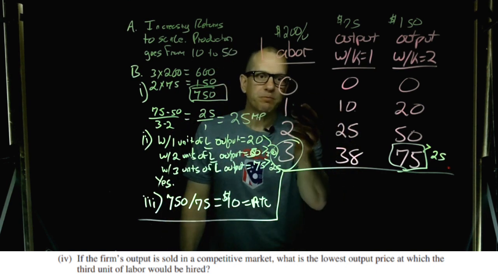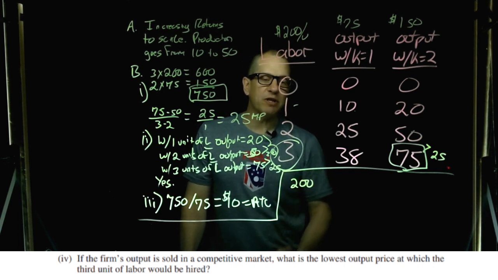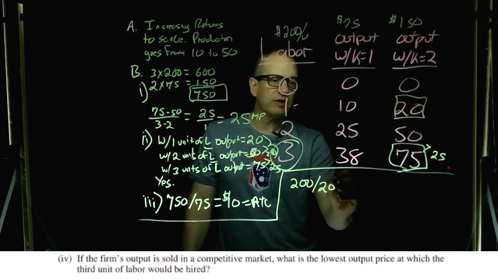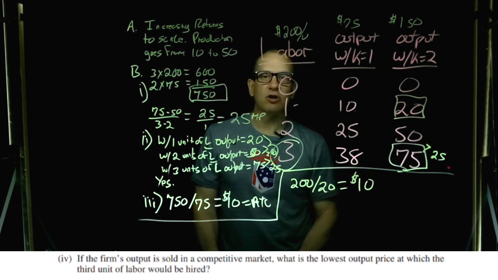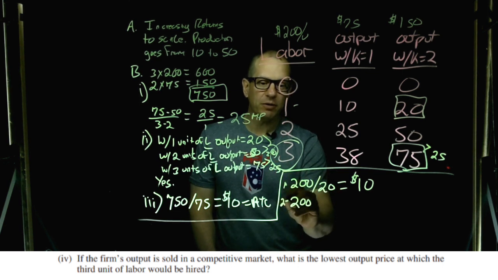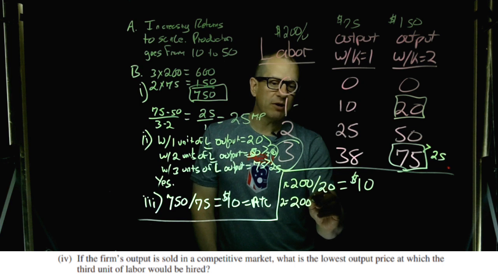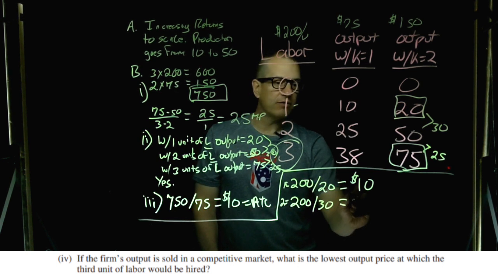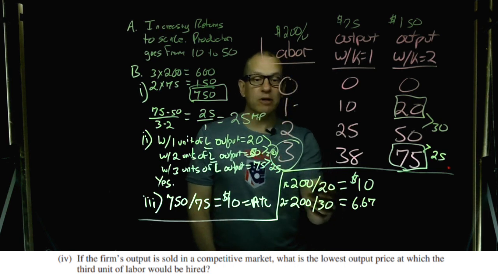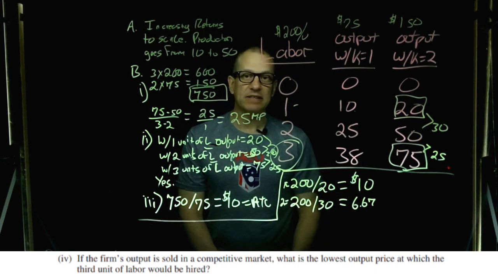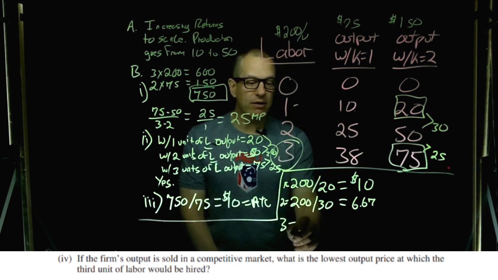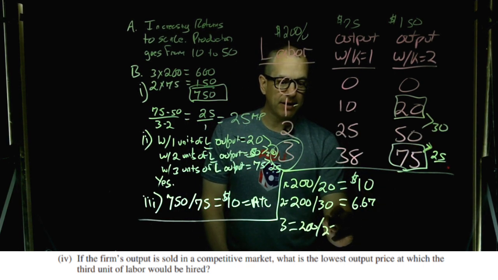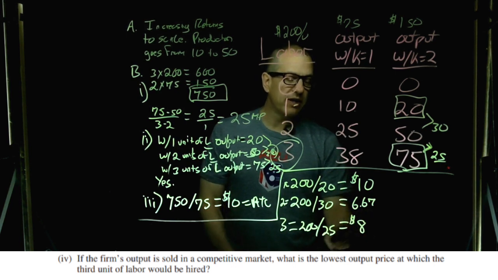So for example, at 1 unit of labor, it cost me $200 for that unit of labor. My output would be 20. So if I took 200 and divided it by 20, then I would have a marginal cost of $10. This would be my first one. This would be my second one right here. My second unit of labor costs $200, and my marginal product is 30. So 200 divided by 30 is about $6.67. So my lowest price that I would sell for at that point would be $6.67. And at my third unit of labor, which would cost me $200, my marginal product is 25. Divide that by 25, and my marginal cost would be $8.